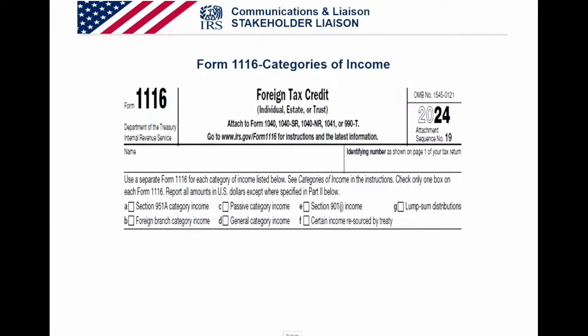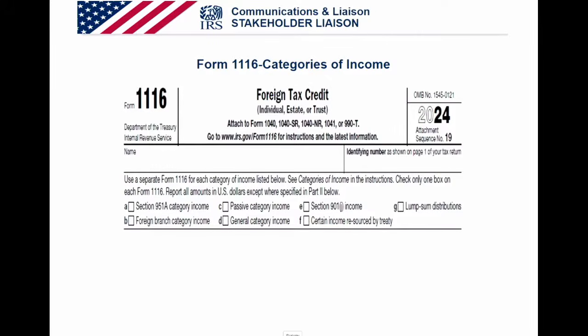This is investment type income, such as interest, dividends, rents, royalties, gains from sale of real or personal property, and income inclusions related to passive foreign investment companies, also referred to as PFICs, which are qualifying electing funds.